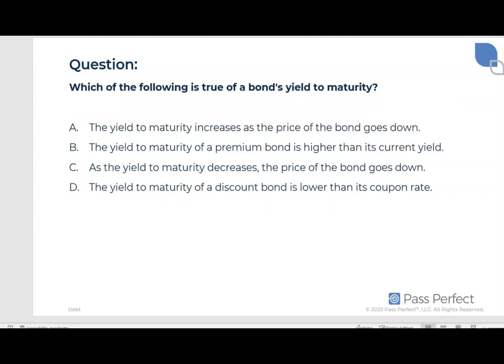Which of the following is true of a bond's yield to maturity? A, the yield to maturity increases as the price of the bond goes down. B, the yield to maturity of a premium bond is higher than its current yield. C, as the yield to maturity decreases, the price of the bond goes down. Or D, the yield to maturity of a discount bond is lower than its coupon rate. Which one do you think is the best answer?